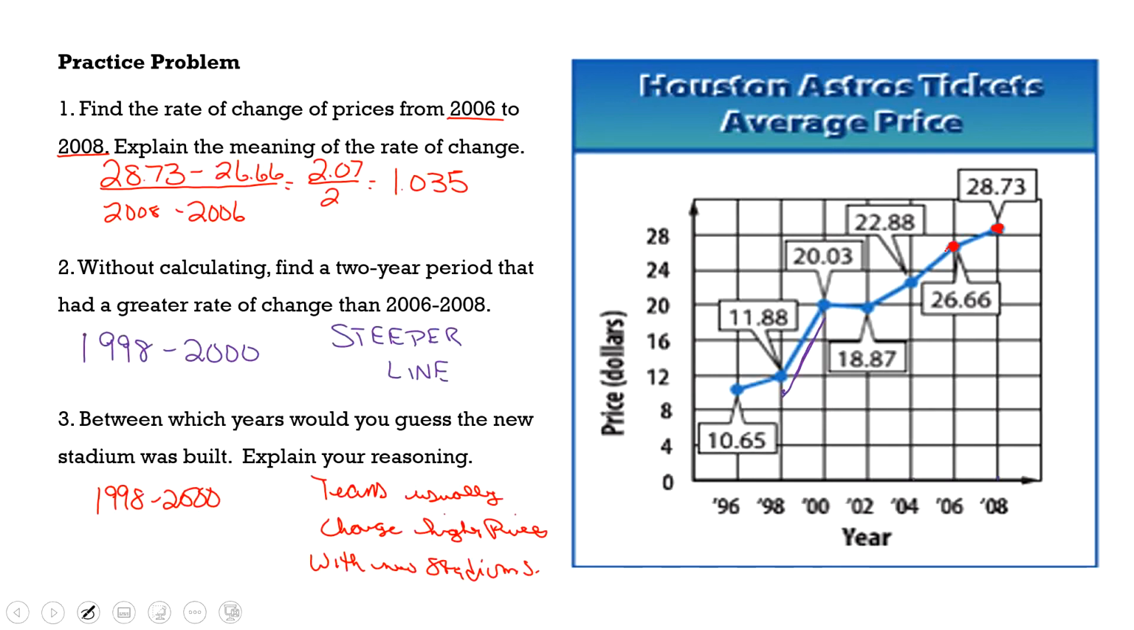Find a spot with a greater rate of change. Greater rate of change is a steeper line, so we can definitely say that period was 1998 to 2000. And then they're asking, explain which thing it was when the Houston Astros, in this example, built their new stadium. We look and see the rate of change increased. Most baseball teams increase their ticket prices significantly when they build a new baseball stadium. So since the greatest rate of change was between 1998 and 2000, we can say that's when they built their stadium, between those 2 years. Does that make sense? Everybody good? Okay.